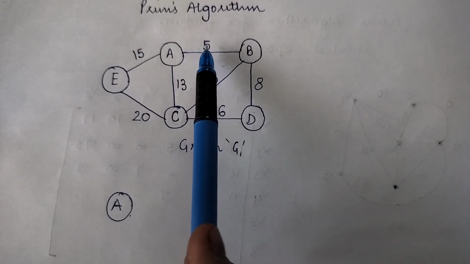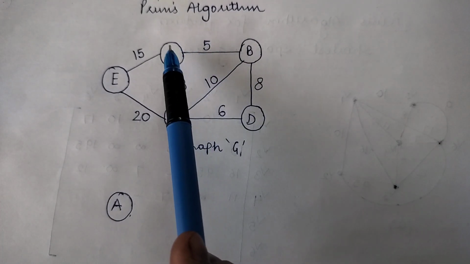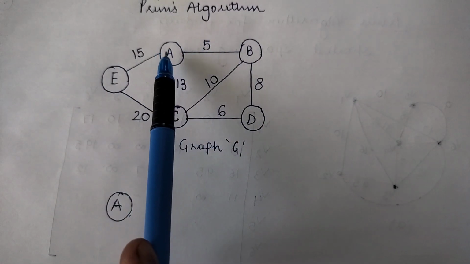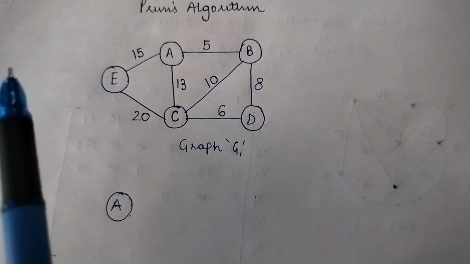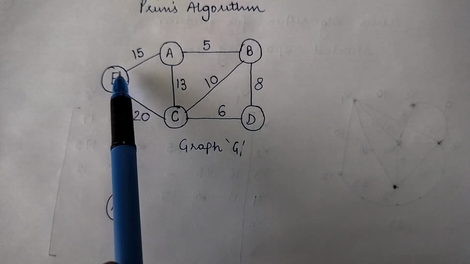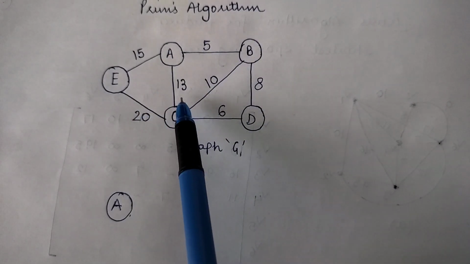And what do these weights represent? These weights represent the cost of traveling from one vertex to another vertex. Like the cost of traveling from vertex A to vertex B is 5. Right? The cost of traveling from vertex A to vertex E is 15. The cost of traveling from vertex A to vertex C is 13.